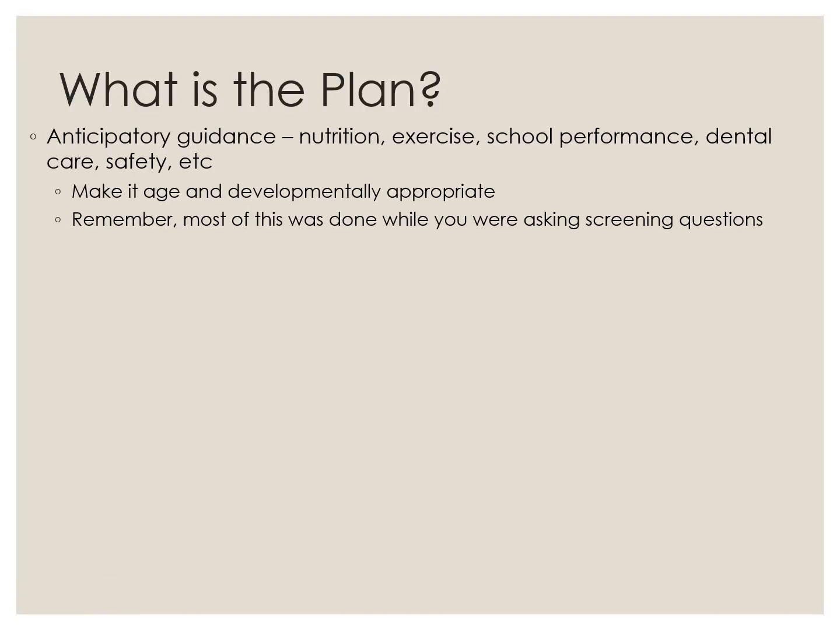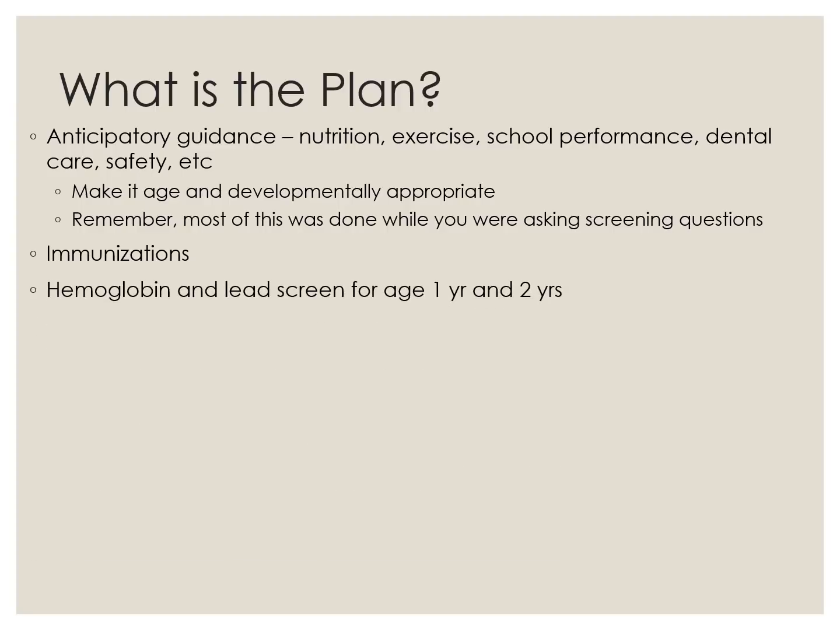What's the plan? The plan is all of that anticipatory guidance that you provided as you were going through your history. So anticipatory guidance provided on nutrition, exercise, school performance, dental care, home safety, pool safety, all of those things. You're going to give immunizations as they need them. We do hemoglobin and lead screening at age 1 year and 2 years. So hemoglobin screening for anemia, the most common anemia that we pick up is iron deficiency anemia, right? So if the kid has been drinking too much milk, not eating enough iron-rich foods, they're going to become anemic.